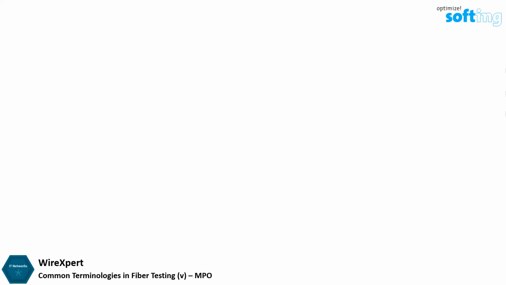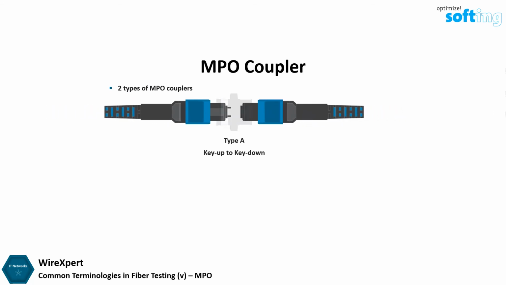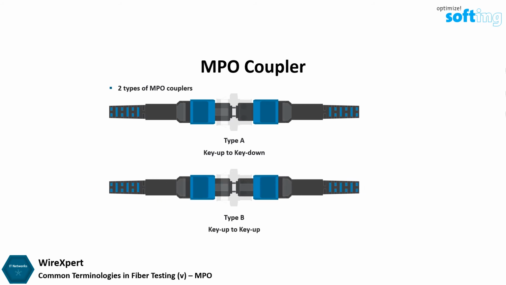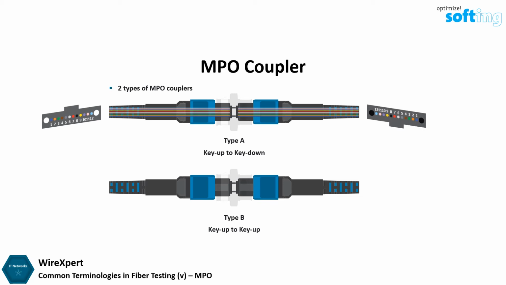As mentioned earlier, MPO connectors can be mated using couplers. There are two types of MPO coupler. Type A, or the key up to key down, and Type B, or the key up to key up. Using a Type A coupler will maintain the polarity of the transmission of signal, and using a Type B will reverse the polarity.